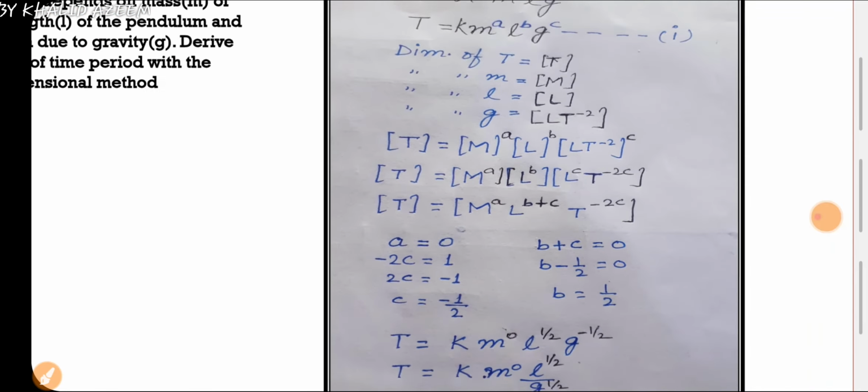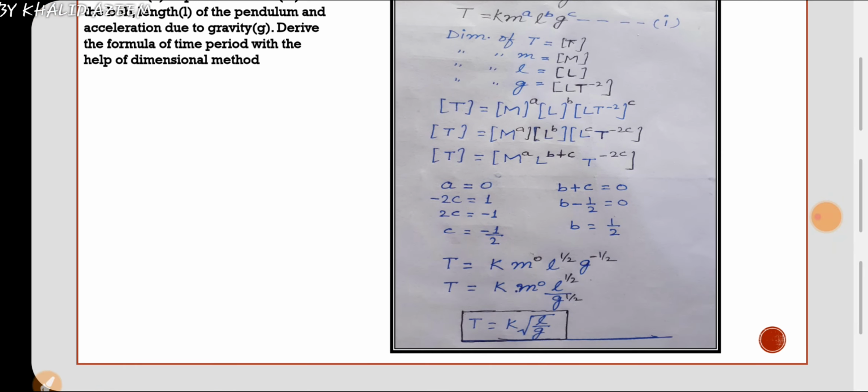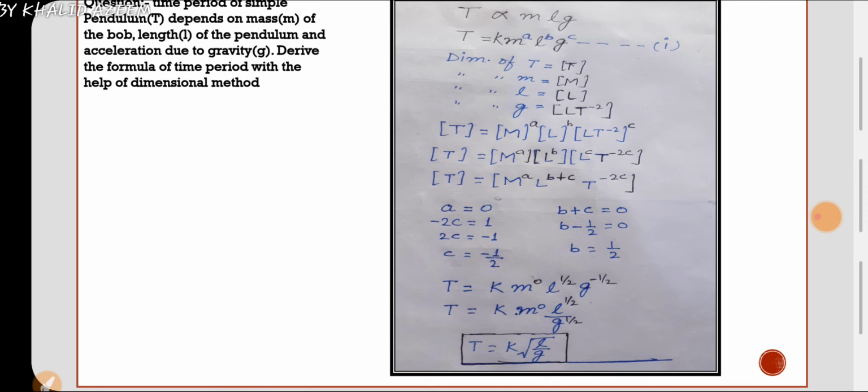Now put all these values in the first equation, and we get T equals K m to the power 0, L to the power half, and g to the power minus 1 upon 2. So T equals K m to the power 0, L to the power half as it is, and to convert the power of g to positive, I am taking g in the denominator. So our formula becomes T equals K, as the power of m is 0. So it means its value will be 1, and half power means under root. So the formula will be T equals K under root L upon g.